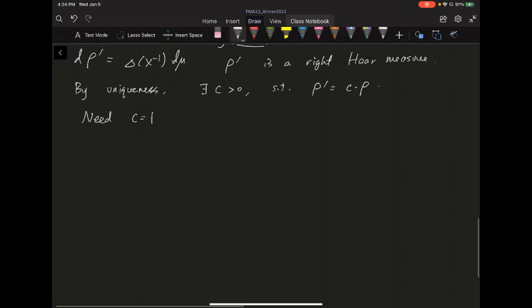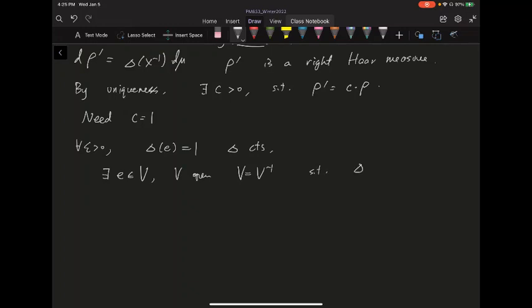So how to show this c is equal to 1? Well, let's consider the following. For every epsilon greater than 0, because your delta function is a group homomorphism, it maps the identity to 1, and delta is continuous, so there exists some neighborhood of the identity. Let's say V is an open neighborhood of the identity, and we can make it symmetric, so that my delta function is close to 1 on this neighborhood. So delta restricted to V minus 1 is going to be less than epsilon.